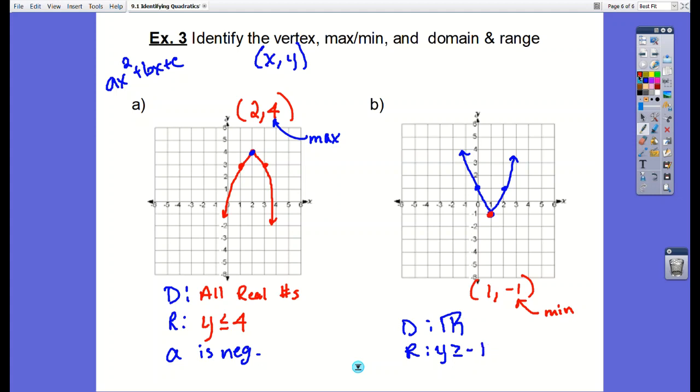Okay, and then lastly, it wasn't part of the question, but let's talk about our a value. What do we know about a in this graph, Nelson? It's positive. A is positive because it opens up.